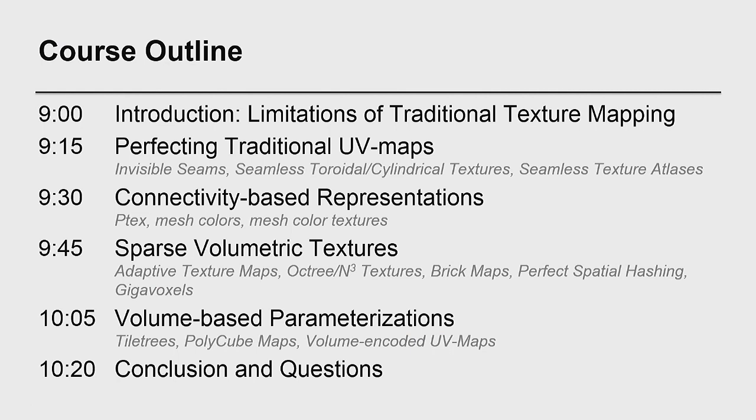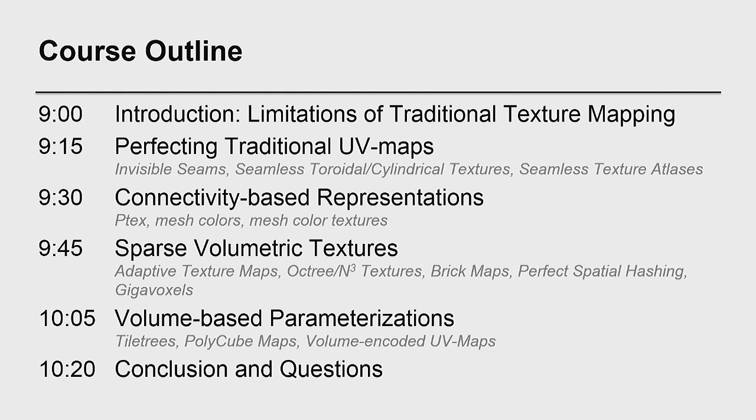To be more detailed, this is our course outline. We're going to try to follow this timing as closely as we can. We group these different techniques. We loosely group them. They may not perfectly fit in their group, but it kind of makes sense. We're going to start with methods that are very much like traditional texture mapping, but they sort of fix some of their problems. And then we're going to talk about connectivity-based representations. These are probably the most widely known ones.